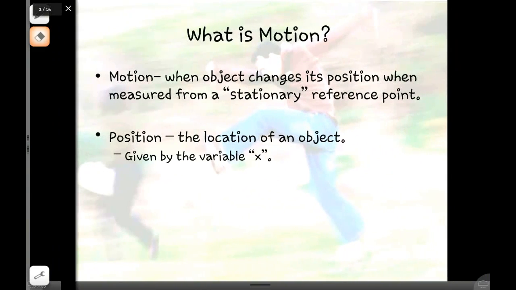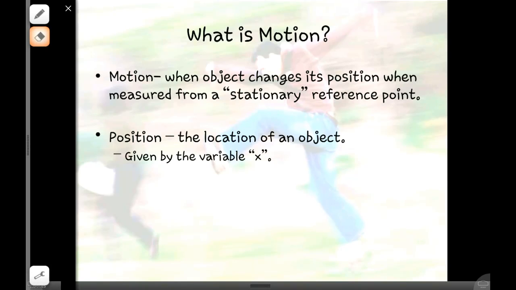So the first thing we're going to talk about when we talk about one-dimensional motion is, well, what is motion? Motion is whenever an object changes its position when we measure it from a stationary reference point. Now this word stationary is in quotation marks because we have different reference points that we look at depending on where the object is. If we're on the Earth, we usually assume that the Earth is stationary.